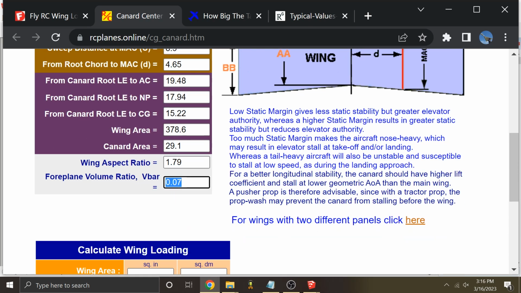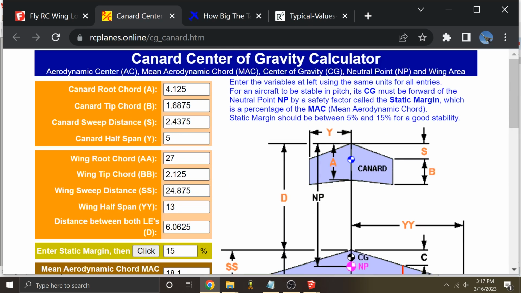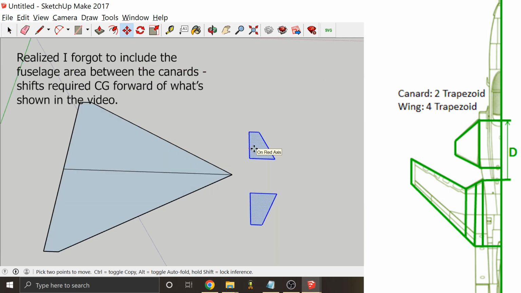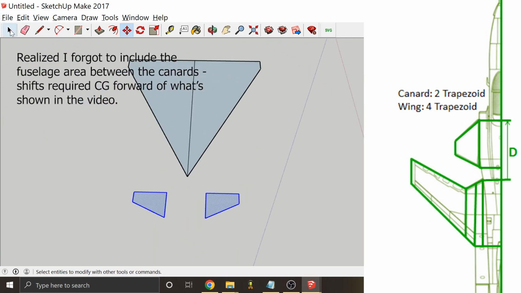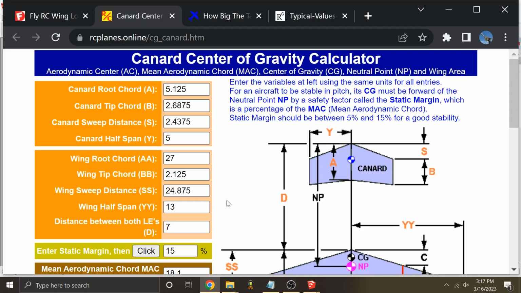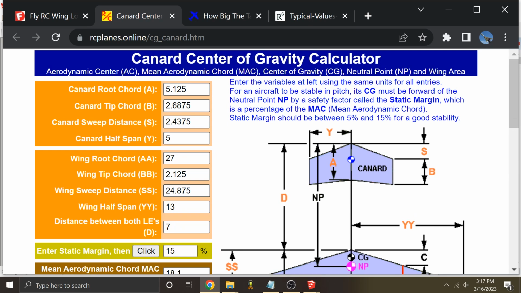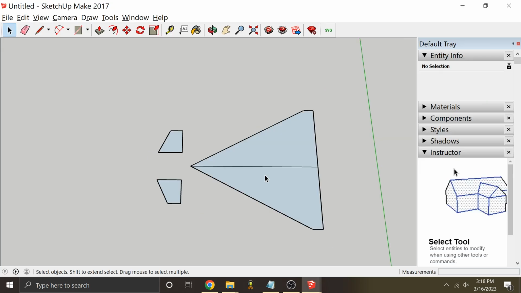So this is a bit small. I think I could get this probably around 0.1, and that'll give us just a bit more control there. It'll move the CG further forwards. Let's move those up and then probably make them a little bit bigger. So there we go. There's our 0.1 for the canard volume ratio. And that's what our planform is looking like.